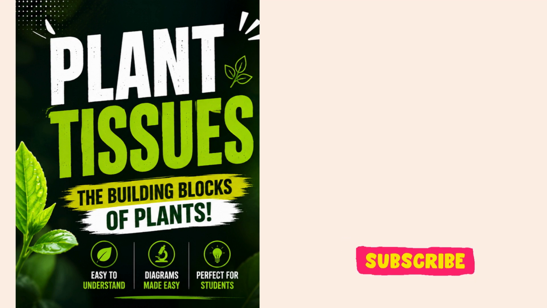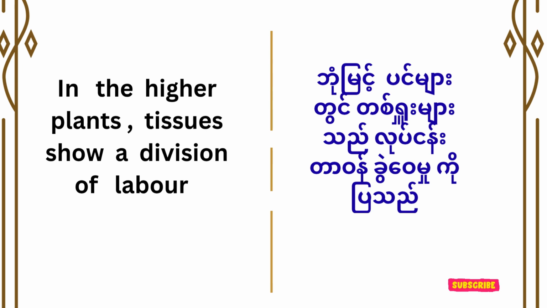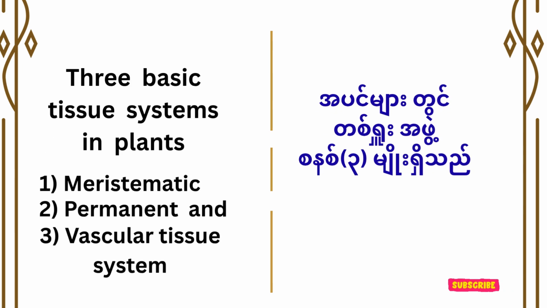Plant tissues. In the higher plants, tissues show a division of labor. There are 3 basic tissue systems in plants.